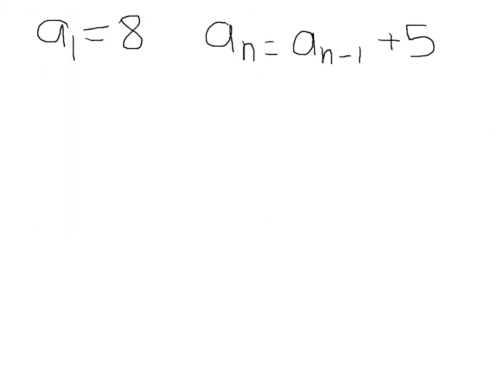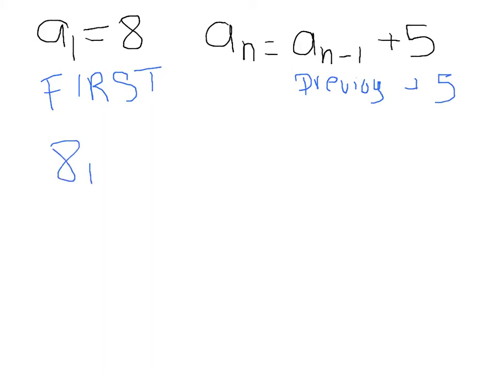So when you're reading this, this is saying the first term is 8, so they're giving you the first term, and to get each term in the sequence, you take the previous term and you add 5. So the first term is 8, second term is the previous term, which would be 8 plus 5, which would be 13. To get the next term, you take the previous term, 13, you add 5, you get 18. To get the next term, you take the previous term, 18 plus 5, 23. To get the next term, you take the previous term, 23, add 5, you get 28.